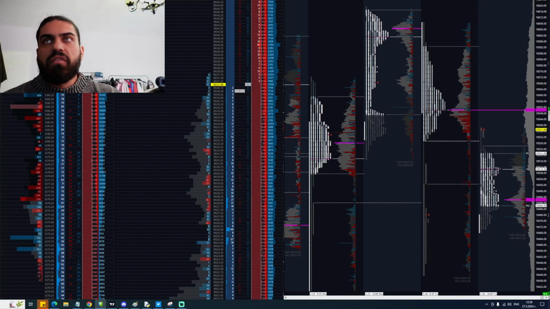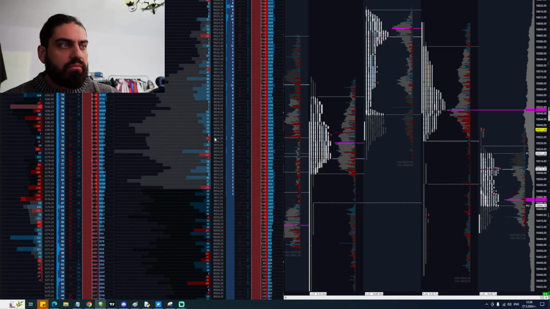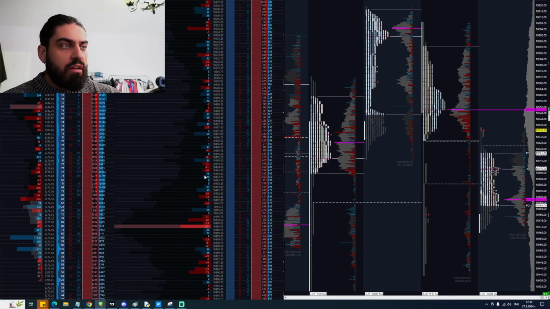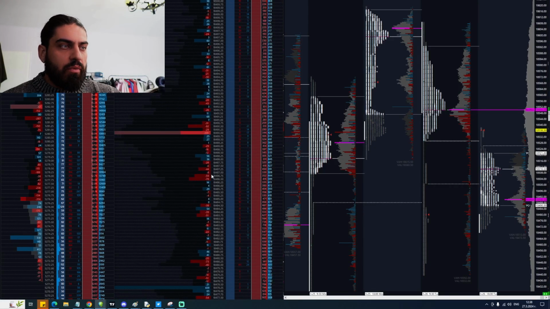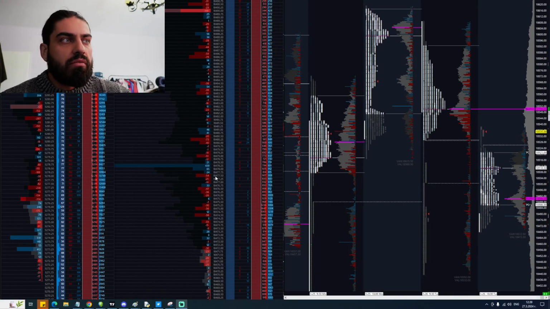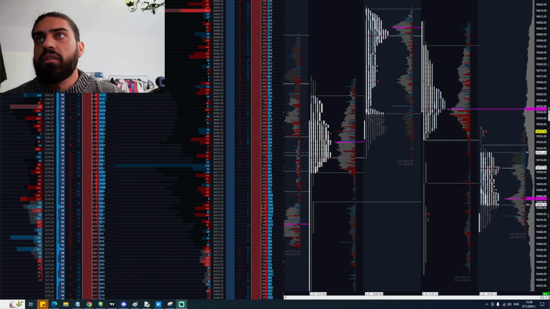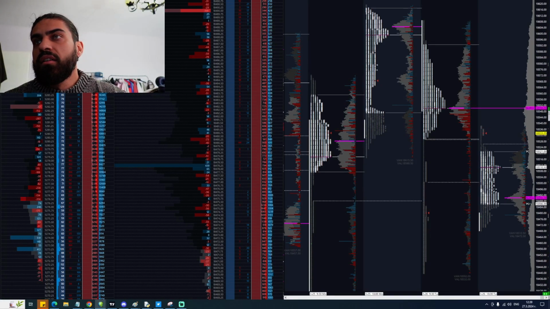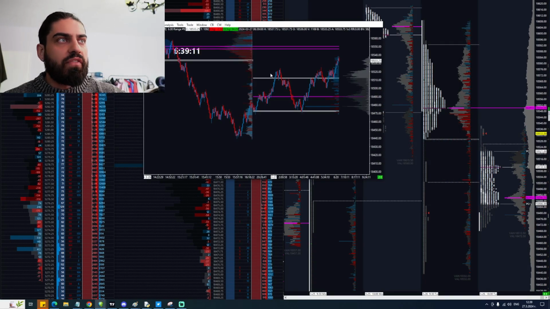When we have these very exaggerated deltas, whether it's on the DOM here or on the visual aspect of it, we can see over here, for example, this imbalance sticks out like a sore thumb. 430, it's very exaggerated over here, right at 478. So when this prints, and we get a very strong, aggressive move to the upside from that area, you can see over here we get this very nice run, we pull back. What happens at this area?